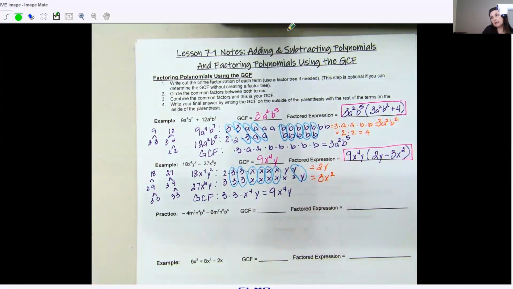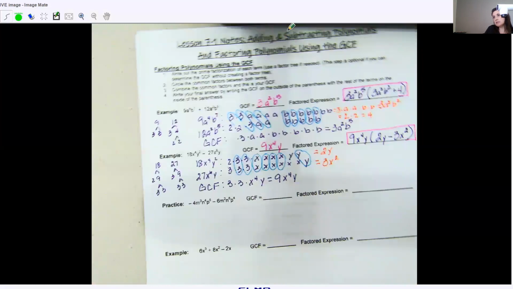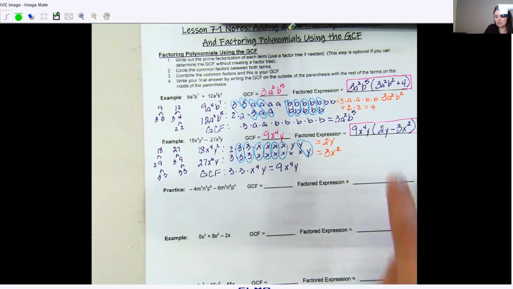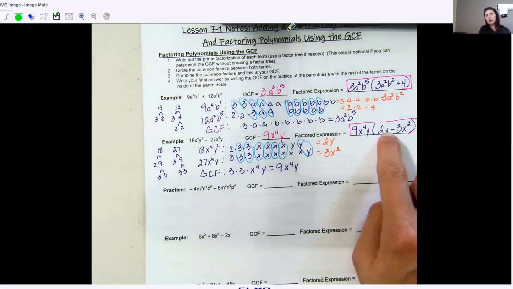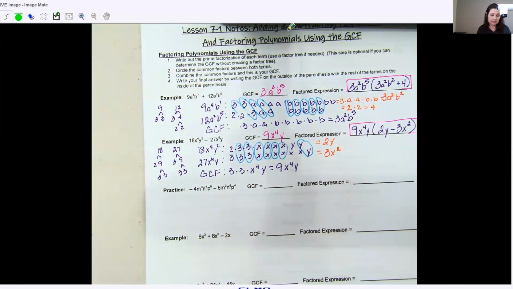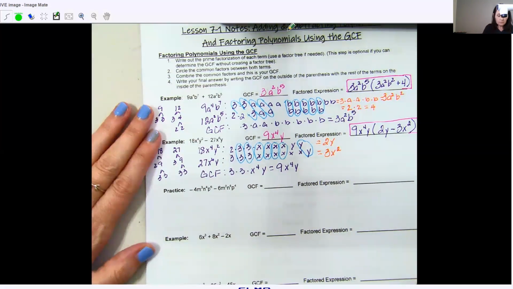Okay, moving on to the next one. There is something that's a little bit different. The coefficient is a negative. So we're going to pull out a negative from the greatest common factor, and the reason is because when you write in your parentheses, the proper way to write it is that your first term is not negative. Your greatest common factor can be, but not the first term inside those parentheses.